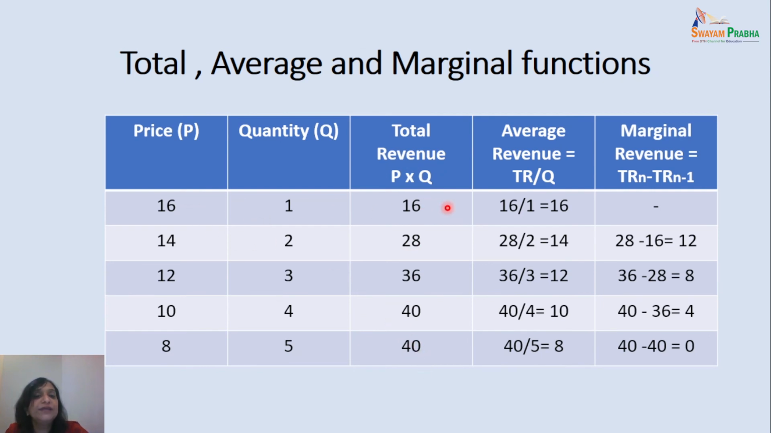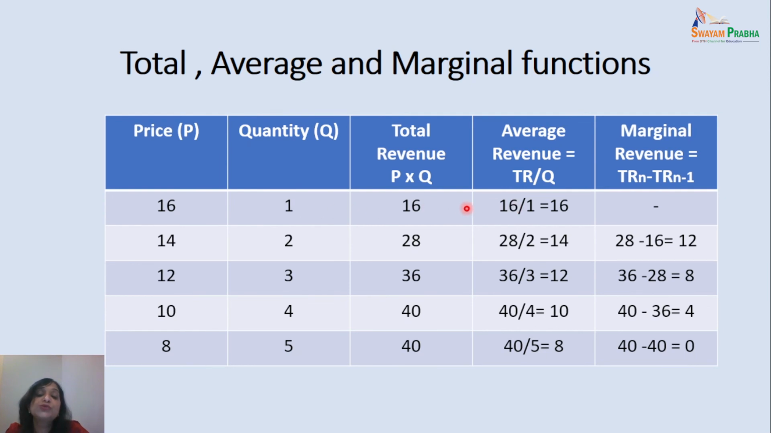16 into 1 will give you 16, 14 into 2, 12 into 3, 10 into 4 and 8 into 5. So this is giving us the total revenue. What is average revenue? As I told you, it is per unit revenue. How will I get it? I will divide the total revenue by the number of units I am selling.